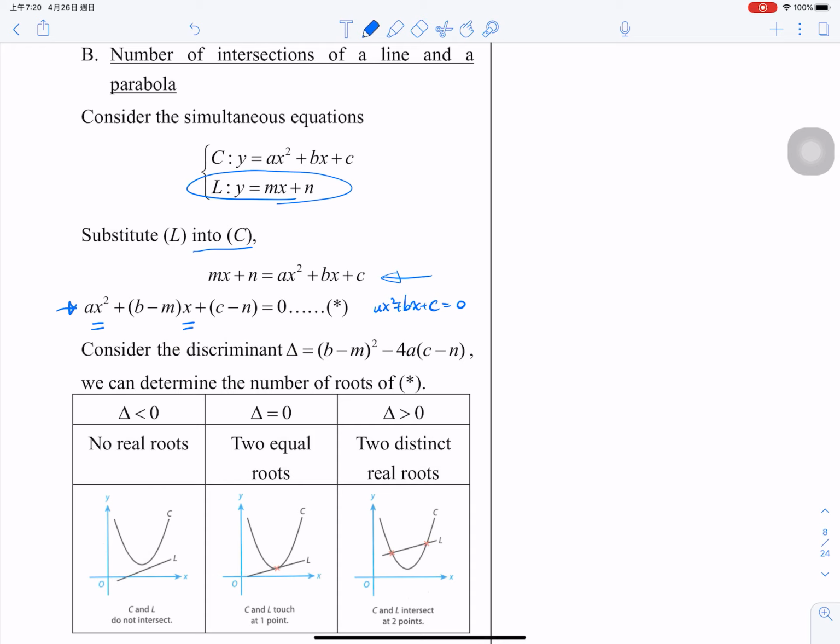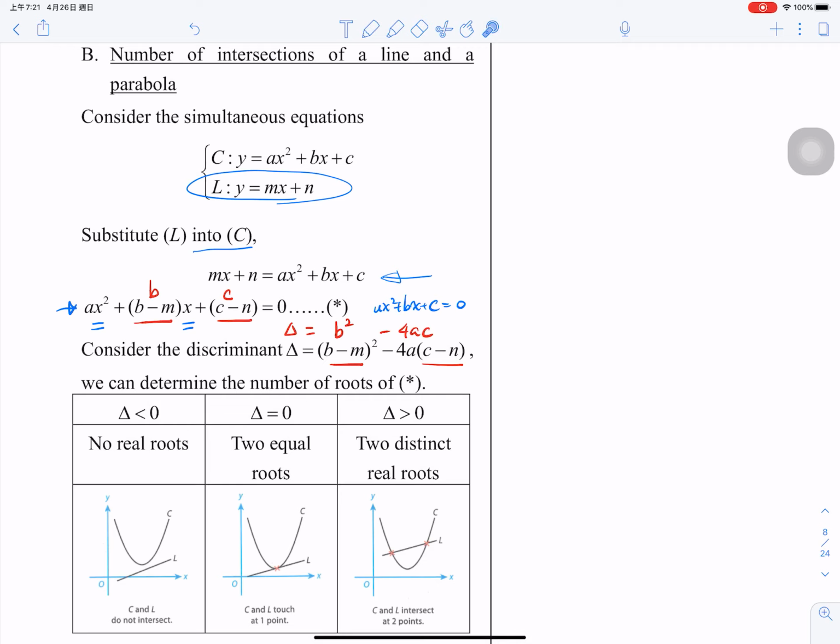Now you see that this one has b and c here. So b squared minus 4ac. That means the delta. Okay, so same as quadratic equation, we'll have 3 different cases. We can determine the number of roots.